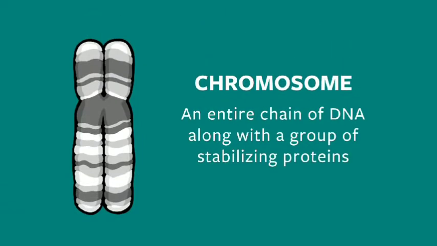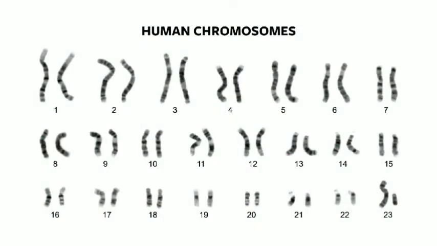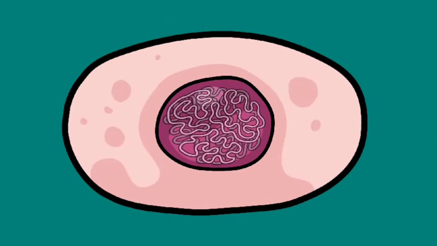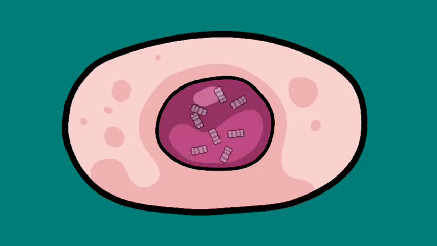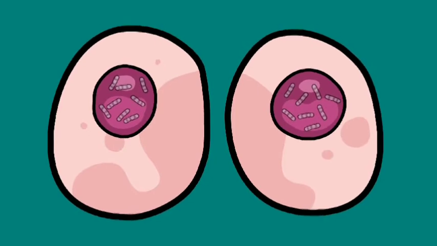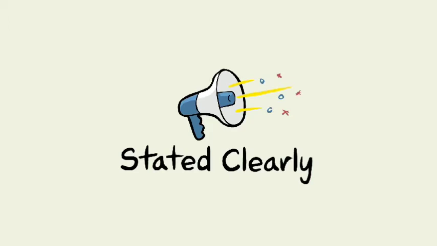A chromosome is an entire chain of DNA along with a group of stabilizing proteins. Humans typically have 23 pairs of chromosomes in each of their cells. That's 46 altogether. In your body, one member of each pair came from your father, the other from your mother. For most of a cell's life, chromosomes exist in a loose, noodle-like structure. Chromosomes are copied and then condensed like spools of yarn for durability when a cell prepares to reproduce by splitting in 2. I'm John Perry, and that is a chromosome, stated clearly.